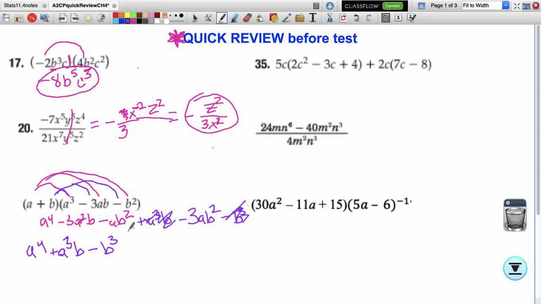I'll put my b to the third power next. So I've done that. I've done that. I've done that. Now at this point I need to slow down a little bit.